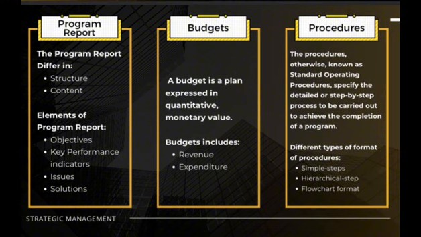In addition, a program report typically has the following key elements. These are the objectives, key performance indicators, issues, and solutions. Thus, objectives are the measurable achievements that can aid the business in achieving its ultimate goals. By taking into account an organization's mission and how it ties to its vision, you may determine its goals. And by developing key performance indicators, you may determine if a company is accomplishing its objectives.